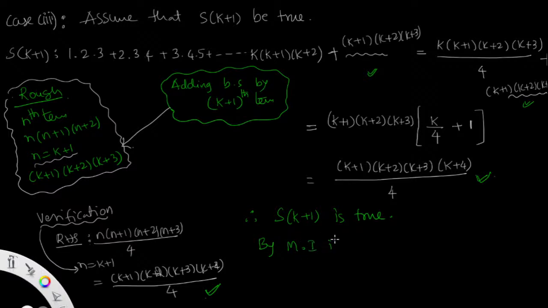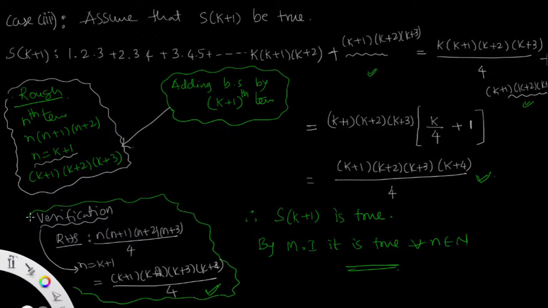By mathematical induction, it is true for all small n belonging to capital N. So this is the process of mathematical induction steps. To get the value, the k plus 1 term, we add it to both sides. That is, for the nth term, whatever is given, put n equal to k plus 1. Substitute this on both sides. Then simplify. Simplifying means you can already get the RHS value, all in terms of k plus 1.